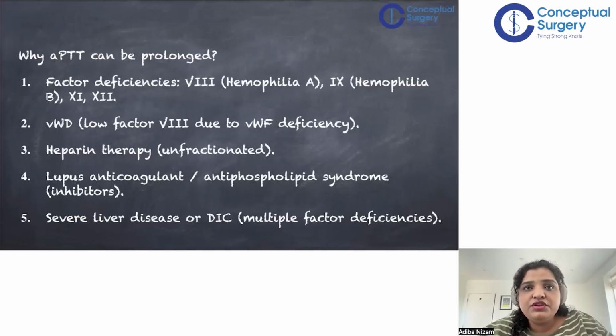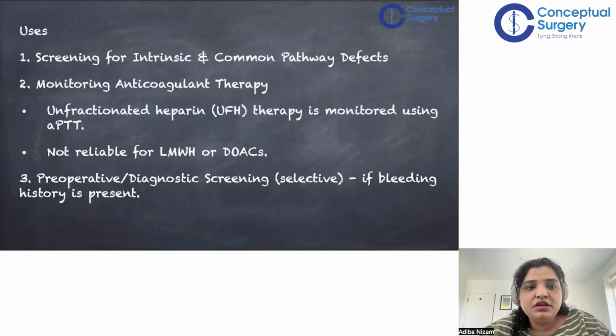So in a case of DIC, the platelets would be low, APTT would be raised. Also, the PT-INR would be raised, and there's extensive fibrinolysis, so D-dimer is also raised. Now, what are the uses of APTT? It can be used for screening of intrinsic and common pathway defects, and for monitoring of anticoagulant therapy. It is useful for unfractionated heparin.